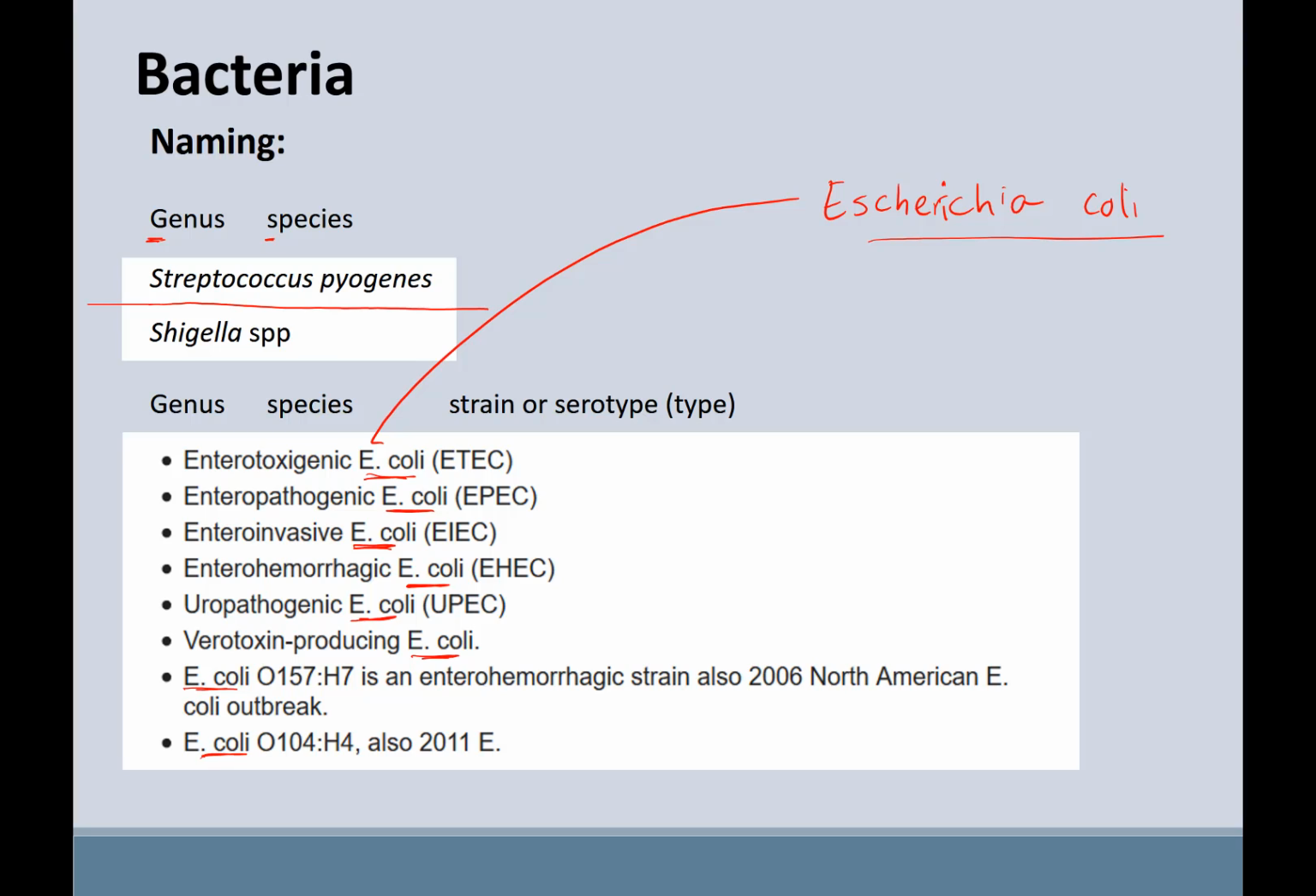Another thing that you'll see mentioned is spp. That just means Shigella species. So that means multiple types of Shigella is what they're talking about. And then sometimes you see strain or serotype listed, and that gives you more specific details to the identification.